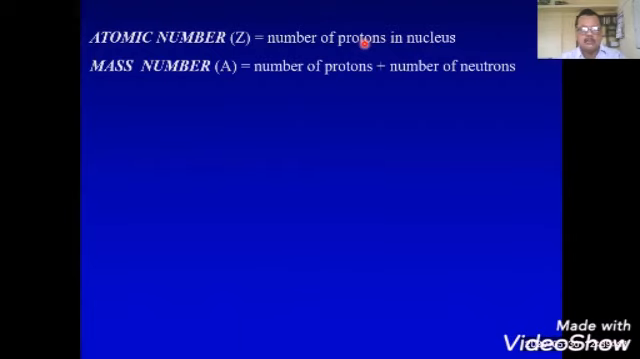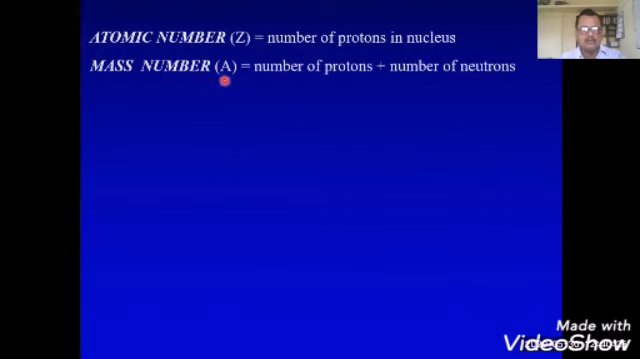That means the number of protons is equal to the number of electrons. But in the case of an ion, the number of electrons and the number of protons are not the same. So for an anion, we'll have more electrons than its atomic number, and for a cation, we'll have fewer electrons than its atomic number. And for an atom, the number of electrons will be equal to its atomic number, that is, equal to the number of protons. Then what is mass number?